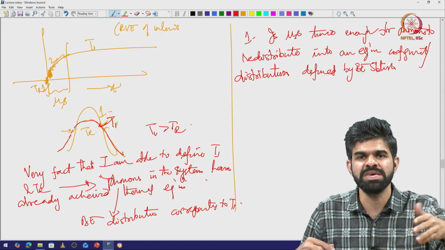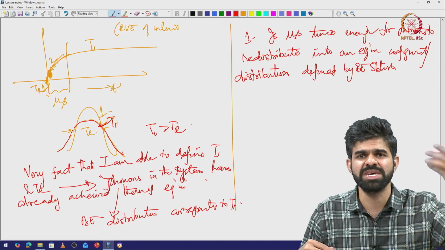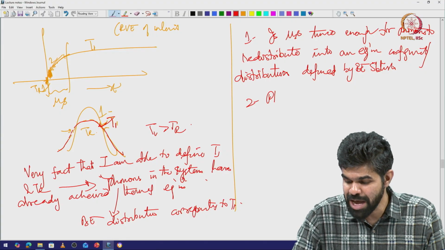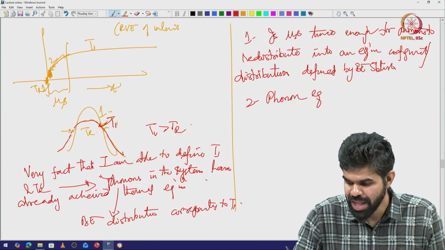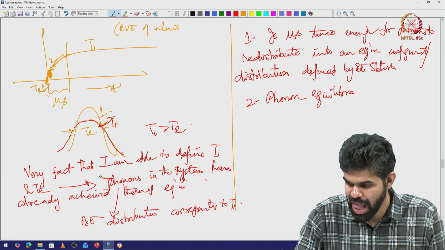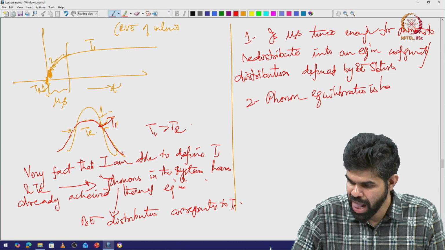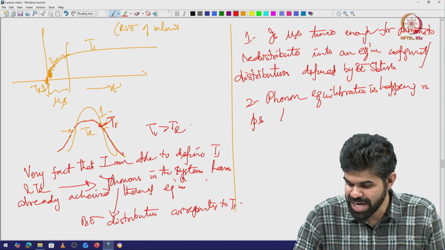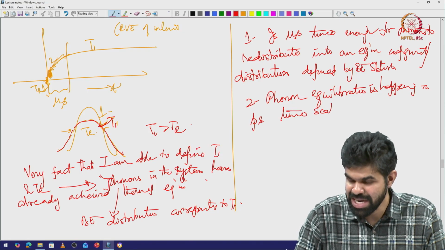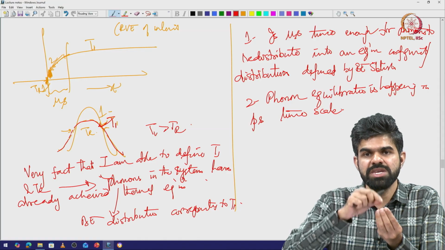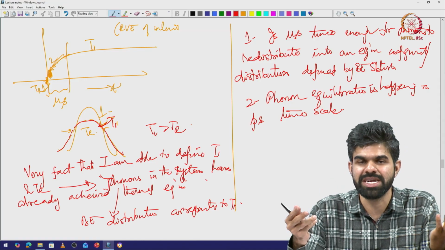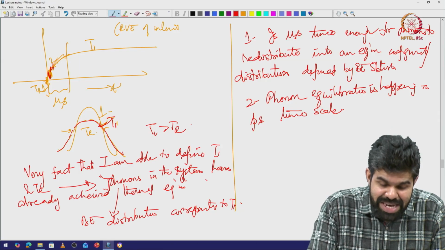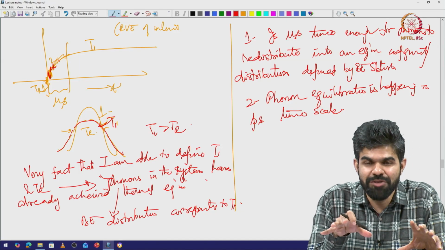It takes maybe picoseconds, at the maximum tens of picoseconds or something like that, right. So phonon equilibration is happening in, let us say, picosecond time scale, right. I am increasing the temperature from T1 to T2 in microsecond time scale, right. So of course at every point there is this micro equilibrium that has already developed, right.